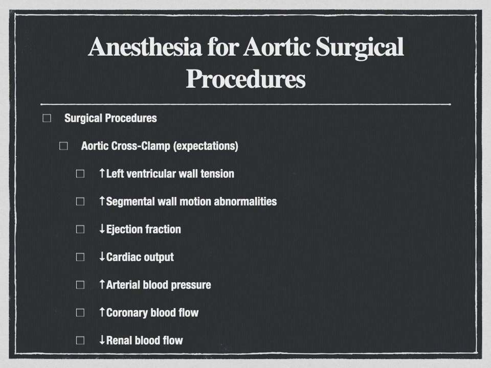Aortic cross clamp will give you an increase in left ventricular wall tension, increased segmental wall motion abnormalities, a decreased ejection fraction, a decreased cardiac output, increased arterial blood pressure, increased coronary blood flow, and a decrease in your renal blood flow.